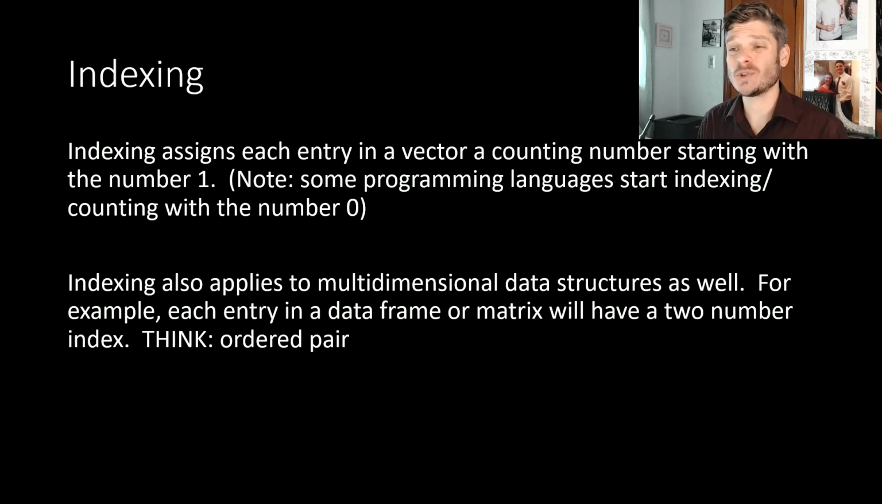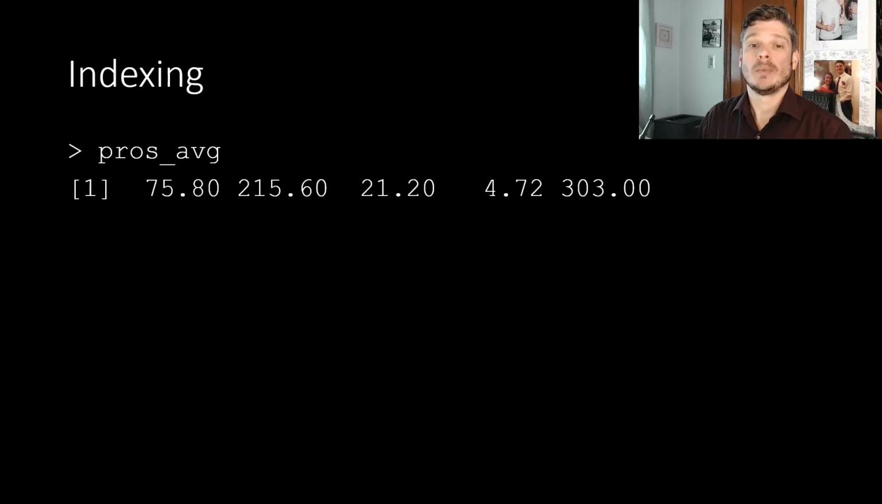Now, indexing also applies to multi-dimensional structures as well, so like a matrix or a data frame, something that's like a table or tabular data where we have rows and columns. And in that case, our indexing would be described with 2 numbers, basically like an ordered pair, or even like Battleship, like over and up, right? It's the same idea. So, how does indexing work?